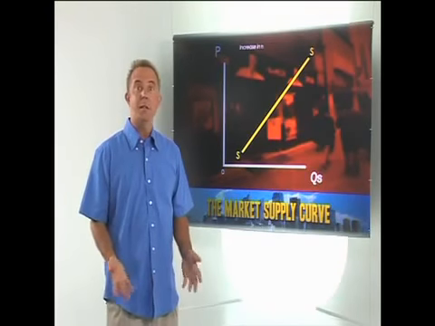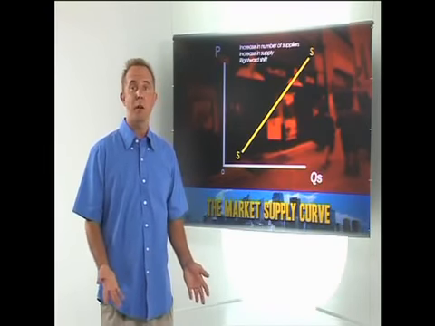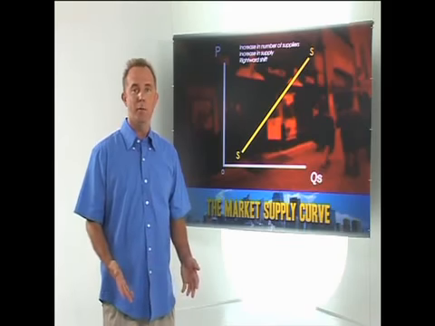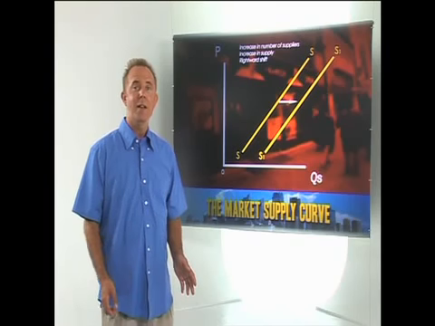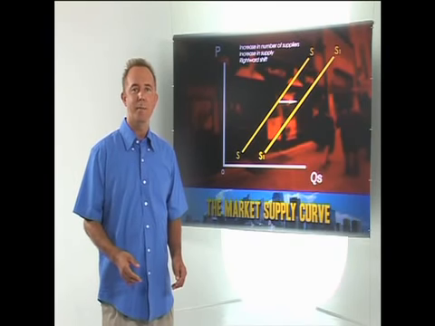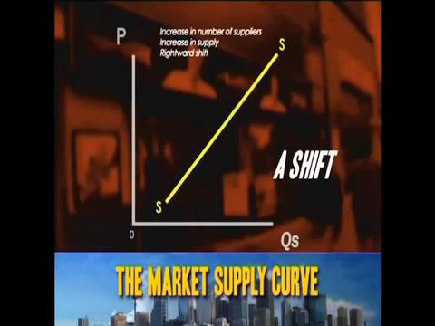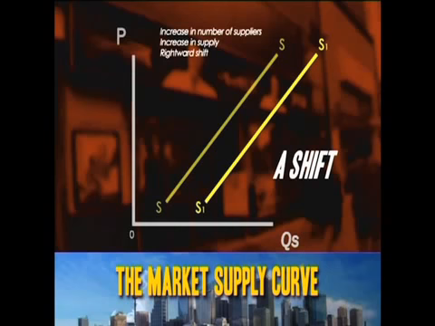Now, is this represented by a movement along the supply curve or a shift of the supply curve itself? Well, each supplier is still supplying the same quantity at each price, but because there are more of them, the overall market output increases, resulting in a shift of the supply curve. In this case, the supply curve shifts to the right. At each price, the market is now supplying more than before.